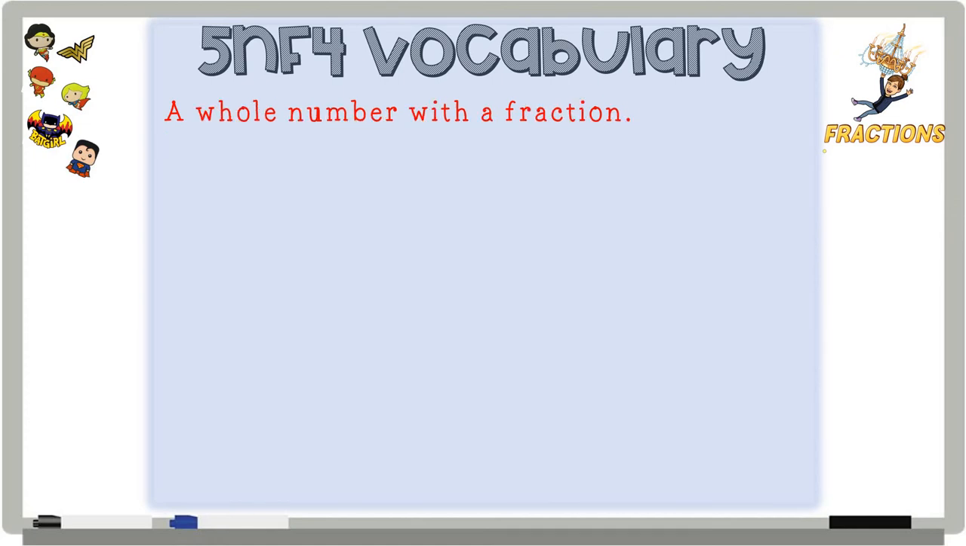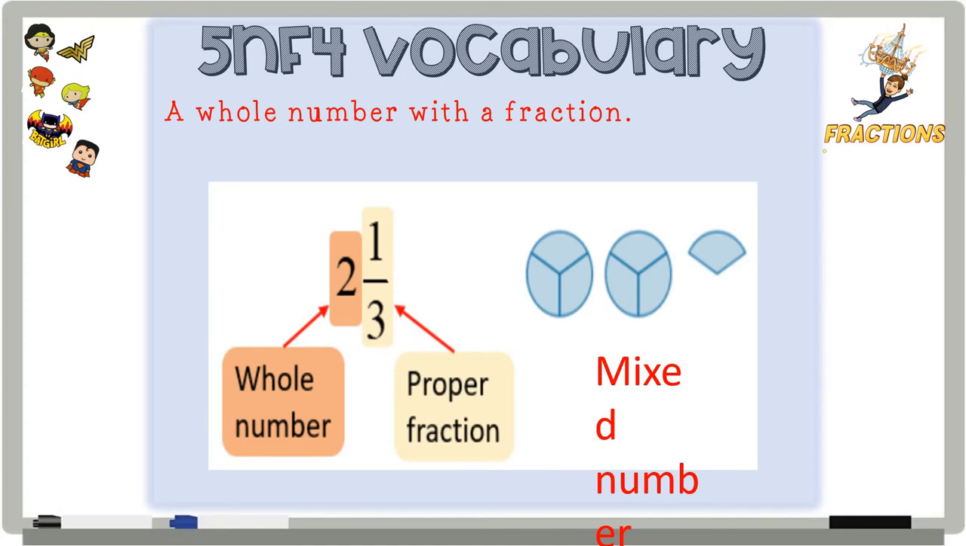The next one, a whole number with a fraction. If you guessed mixed number, you are correct. So you have a whole number that tells you how many whole groups you have, and that is connected to a proper fraction that tells you how many parts you have. So that is a mixed number. Here is a visual representation of that mixed number, which might be helpful. This right here is 2 whole groups, but then you have that 1/3 that is left over.